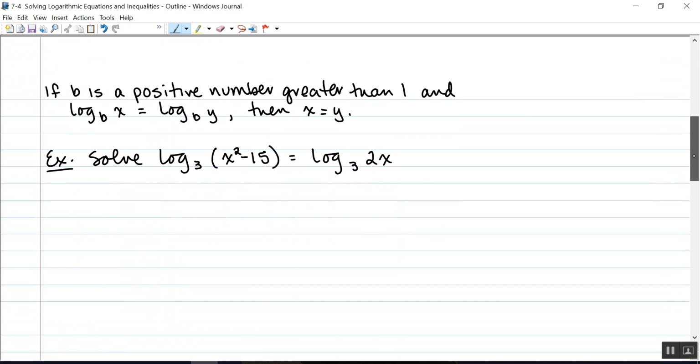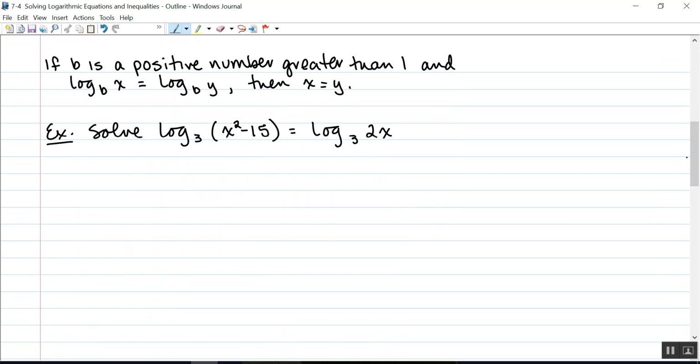Now, taking a look at some logarithmic equations, if b is a positive number greater than 1 and log base b of x equals log base b of y, then x equals y. So in other words, if you have the same base for your logs, you can just pull off what you're taking the log of and set those equal to each other. So here I have log base 3 of x squared minus 15 equals log base 3 of 2x. So I can just write that as x squared minus 15 equals 2x.